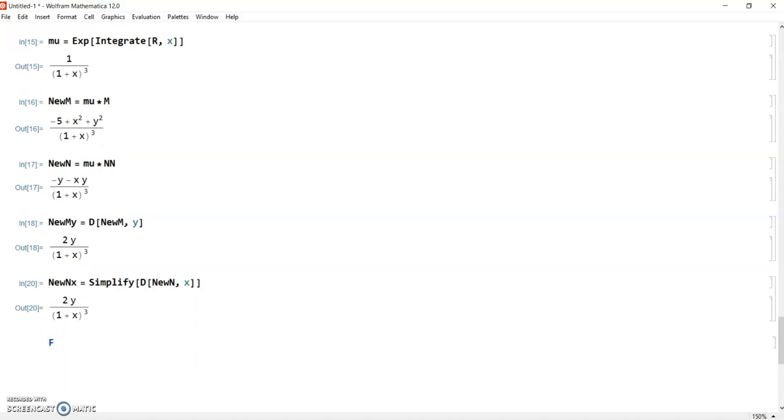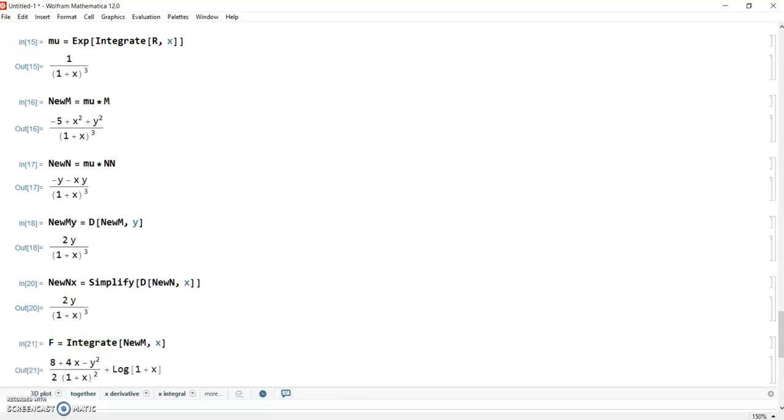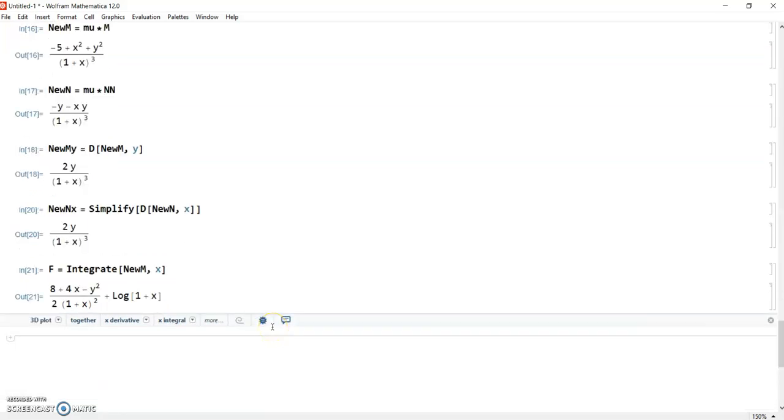So the solution f will be equal to the integral of either the M or N function. So the new M is this, and we can integrate it with respect to x. So we will get this, and then for the constant of integration we will process the further steps.